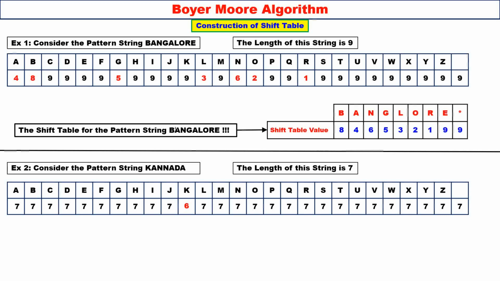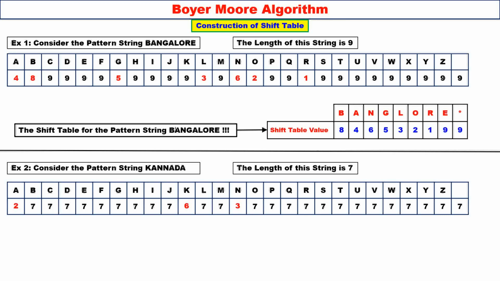Next character is A. Count how many characters are there in front of A. 1, 2, 3, 4, 5. Therefore, A will become 5. N, the third character. How many characters are there in front of N? 1, 2, 3, 4. So N will become 4. Fourth character is also N. Count how many characters are there in front of N? 1, 2, 3. Therefore, now N will become 3. Next character is A. How many characters are there in front of A? 1, 2. So already A was 5.